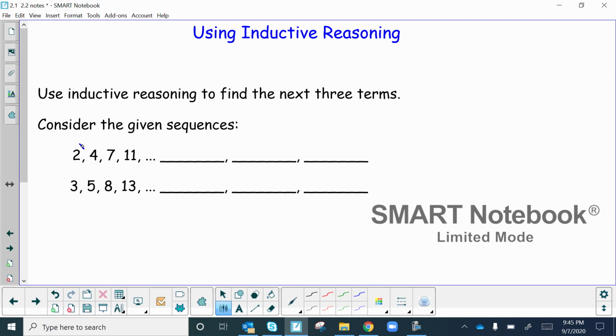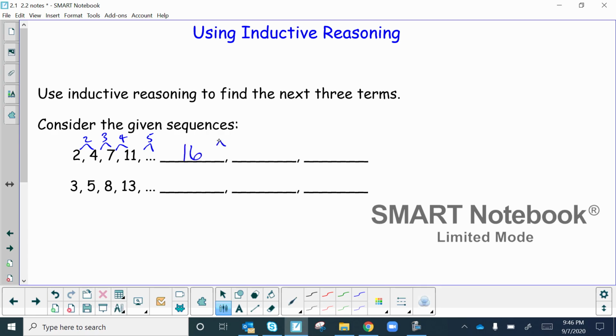So it jumps up 2 from there to there. And then it jumps up 3 from there to there. That's messy. Sorry, let me do that again. So it goes up 2, and then it goes up 3, and then it goes up 4. So I already see a pattern right there. So the next one's going to probably go up 5. So 5 plus the 11, this next one will be 16.